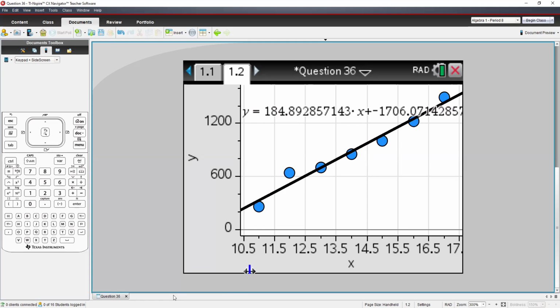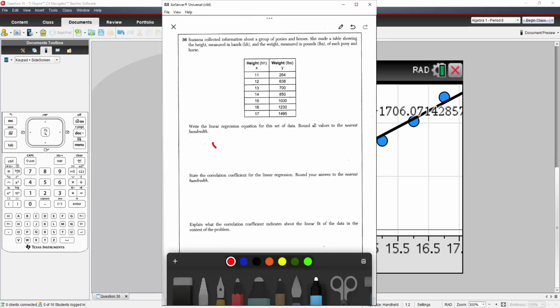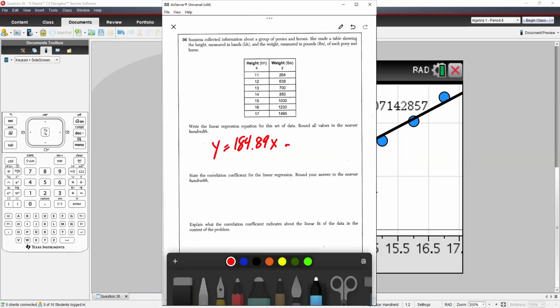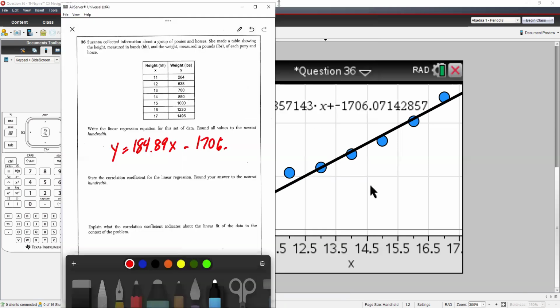So that's what you write. If I go here, it's going to be y equals 184.89x. And then we got to get the y-intercept. So you go to the 7, you look to the right, it's 1, or below. So you just drop all of this stuff. So it's going to be 1,706.07. So if I go to my iPad, it's going to be minus 1706.07. So if you do this, that's 2 points.